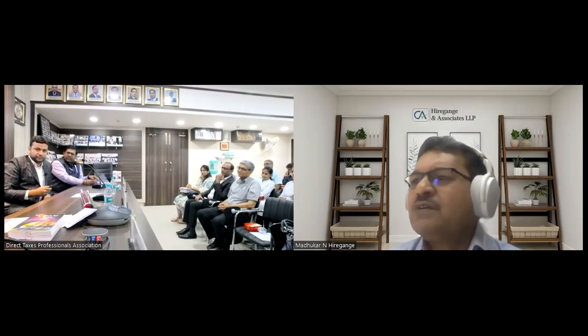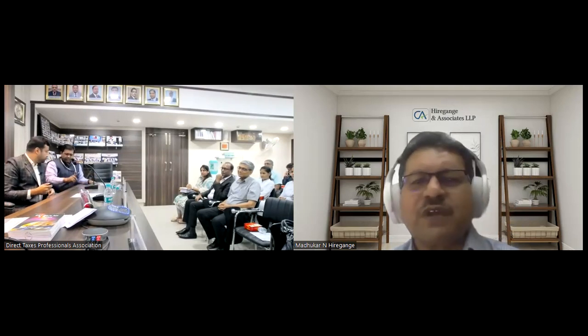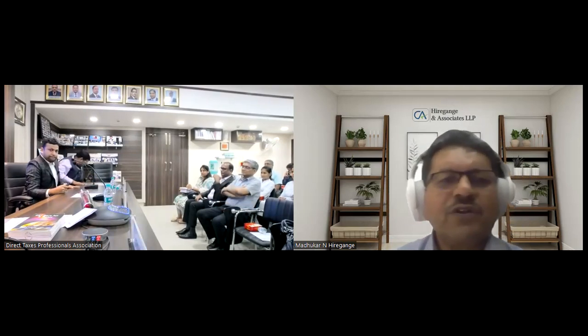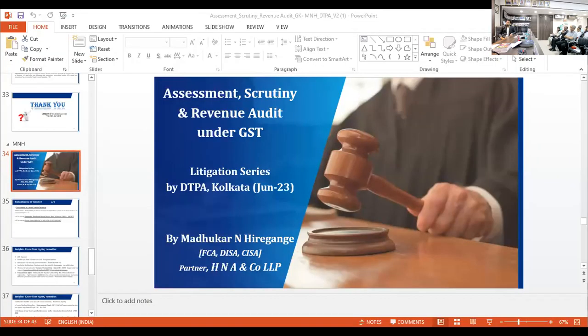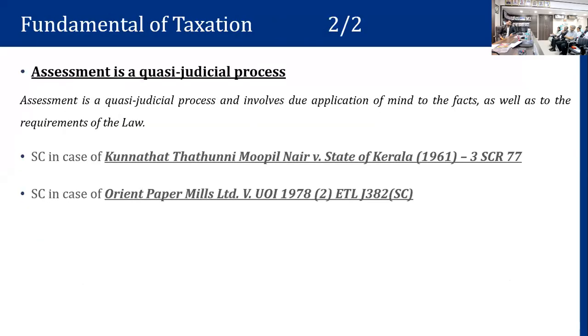So I thought that the first thing which is very important when we look at this particular area of GST is that we have to remember this is not a law which has no law. There are a lot of procedures and there is a legal process, and therefore it is very important to understand that quasi-judicial proceedings require the application of mind at all levels. And we have got a couple of cases which you can refer to a bit later.